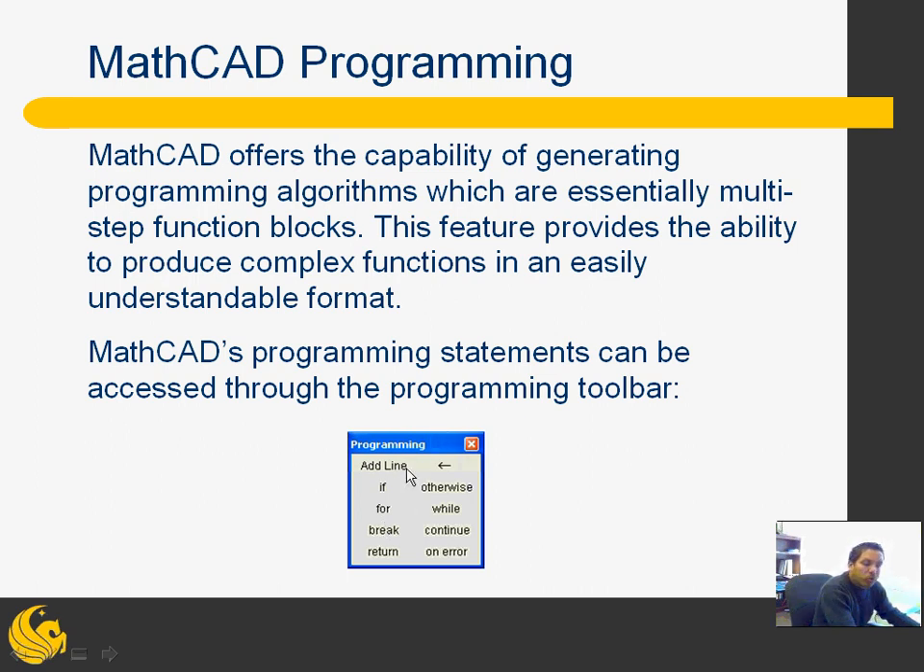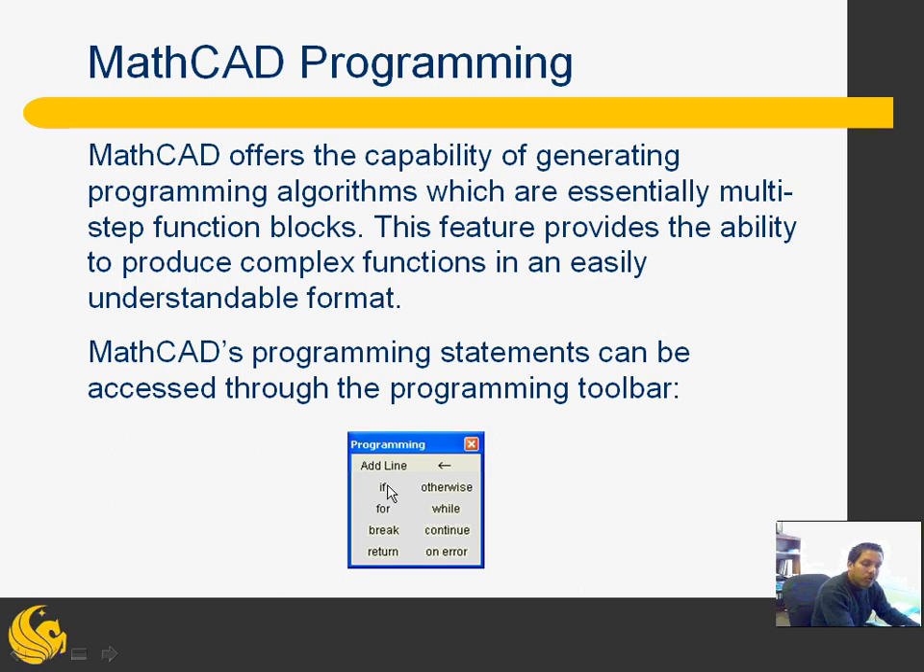The programming toolbar just contains 10 simple statements. Add line, assignment, which is the same thing as equal, but in a programming block. In a programming block, you don't use the definition equal or the assignment equal. You actually use this type of assignment. If you're going to use a comparing equal, you use the control equal, and we'll look into that.